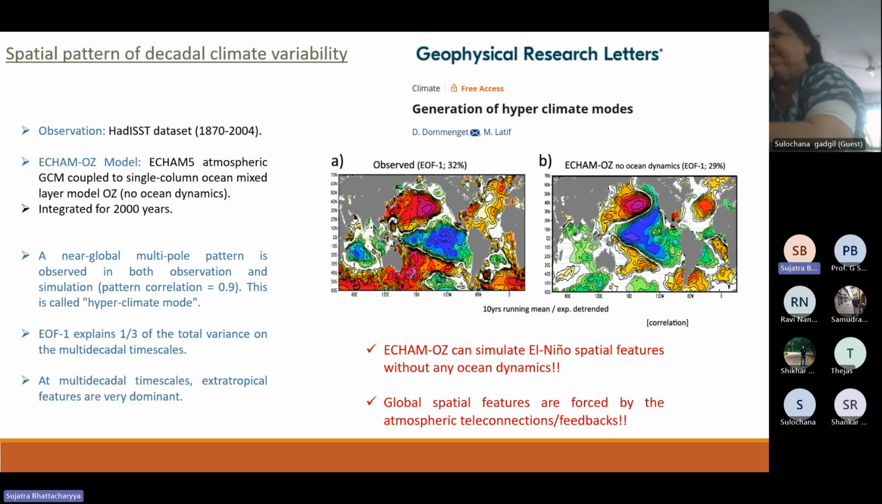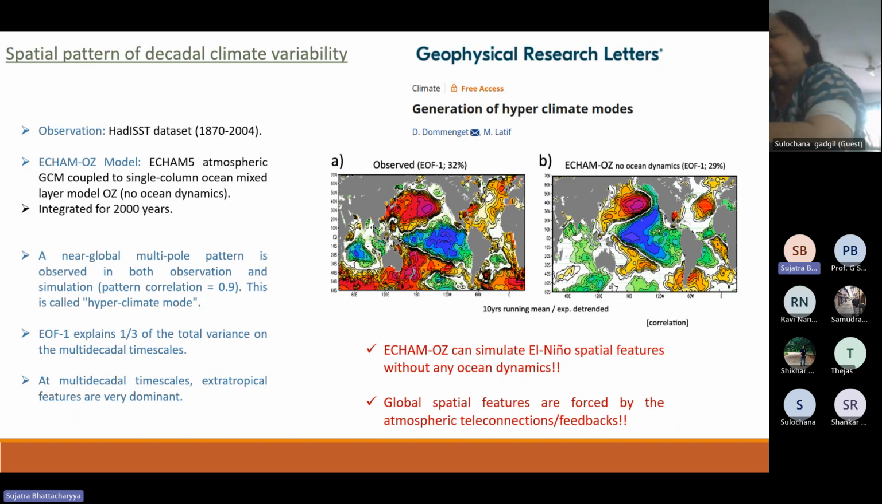Why they have given the name hyper is not very clear, but I will try to address it in the later part of this presentation. And also this EOF explains almost about 1/3 of the total variance, okay, in both observation as well as in the model. So there are a couple of interesting things in this plot.